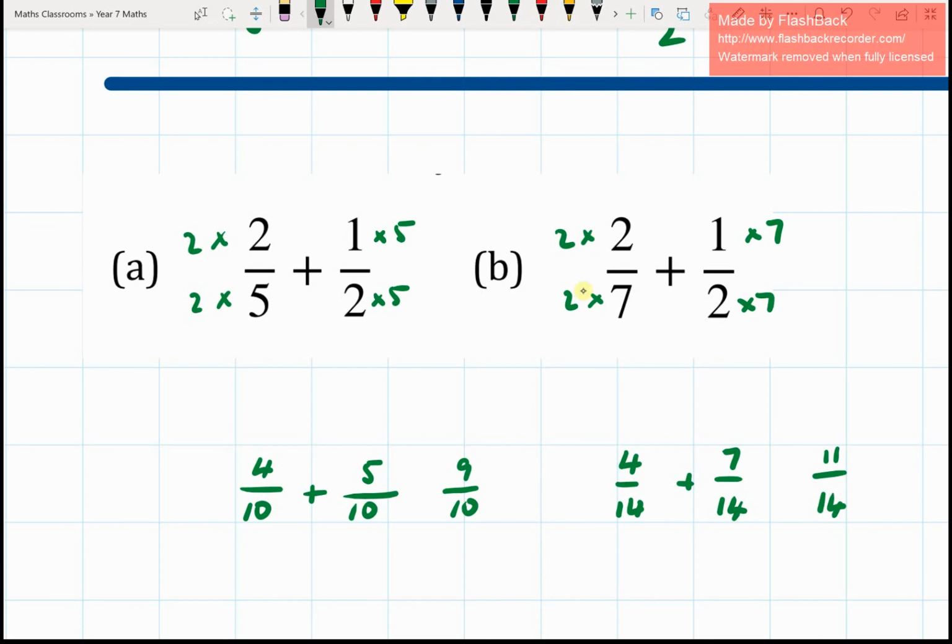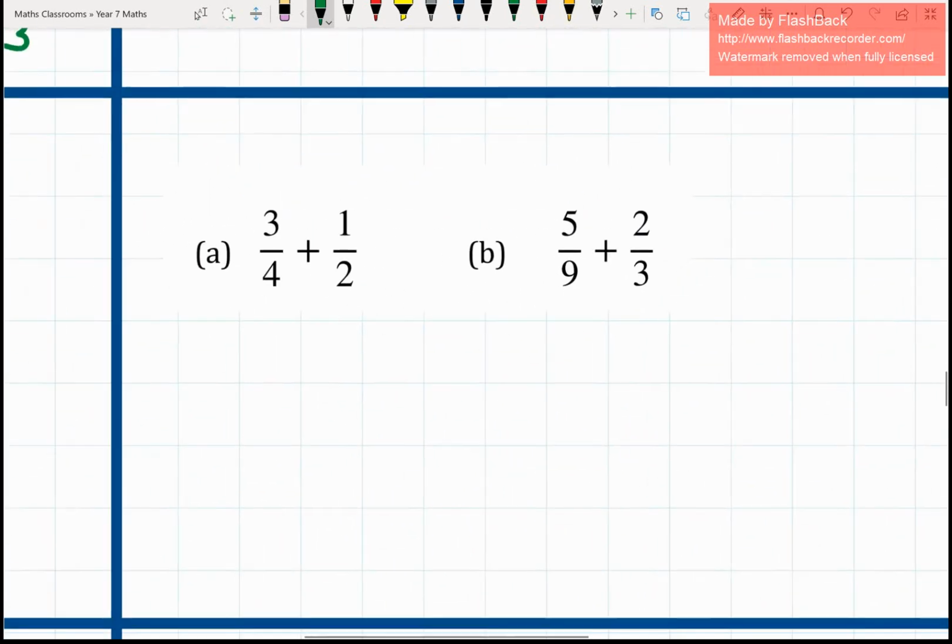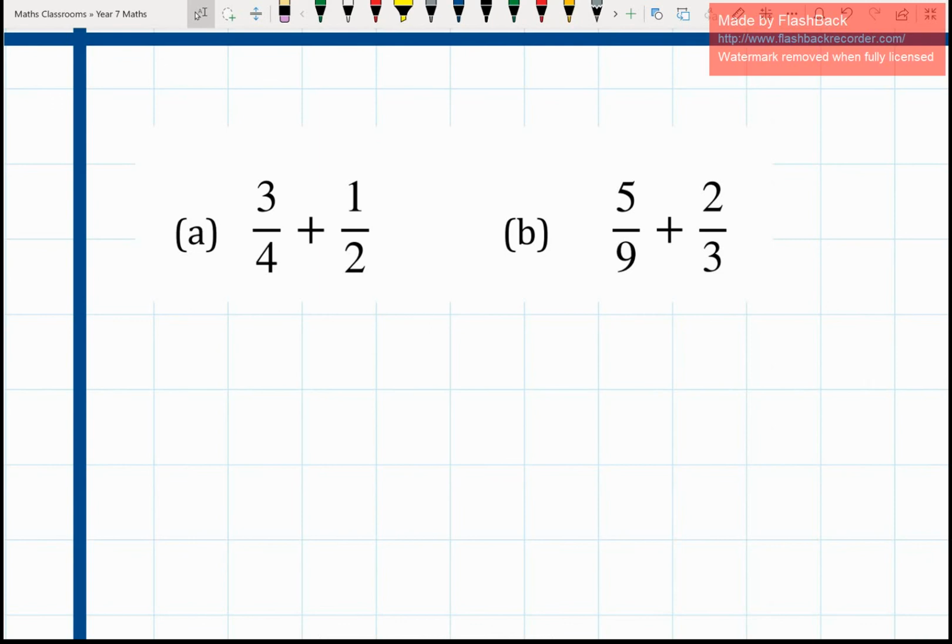but rather than adding, we would subtract the tops. Give these next ones a go, please. I'm sure you'll do great. On this one here, we don't need to convert both, but of course you can if you want.